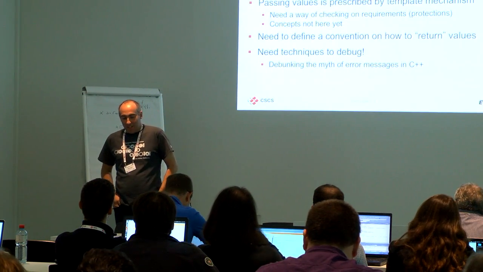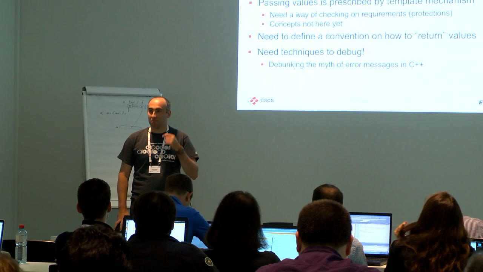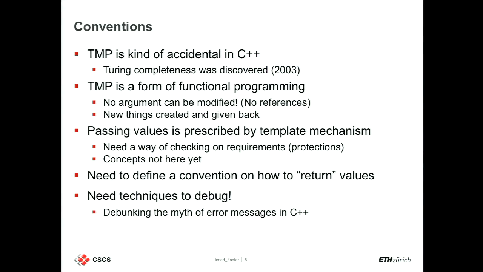Template metaprogramming is an accident in C++. The template mechanism was there since the early age. People were not using it very often because it was not efficient. When the compiler got efficient in dealing with templates, someone realized that, if I'm just using the template mechanism, I can write whatever computable function I want, in principle. This is because the template mechanism is Turing complete.